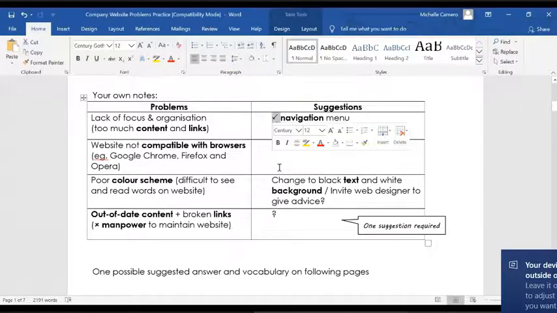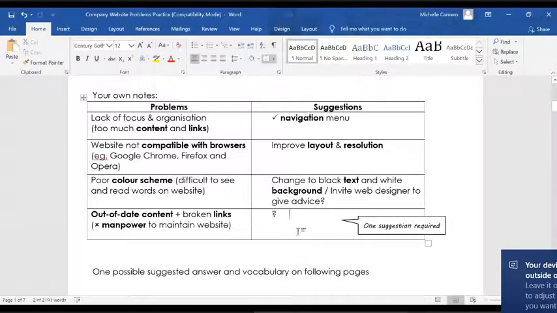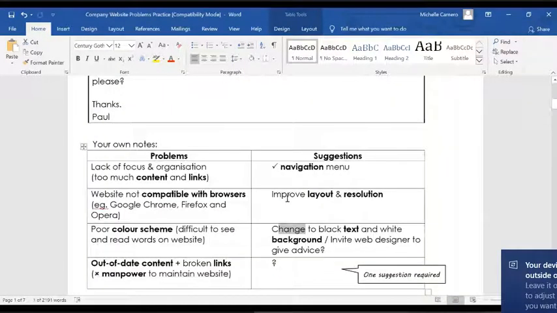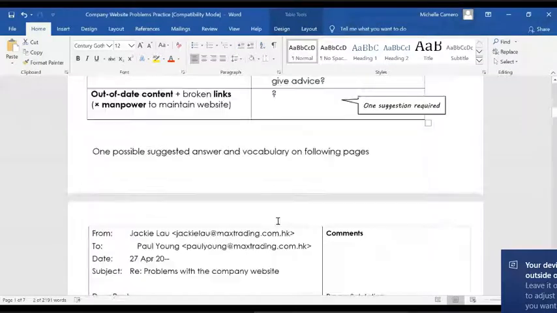Notice here, they don't give you a verb. You're going to have to add one. And here, they don't give you anything. So you have to think of everything. But be careful. Sometimes they don't always give you verbs. So you might have to add one. Okay. Now, it said "improve layout and resolution."